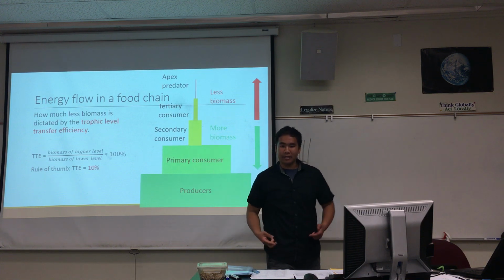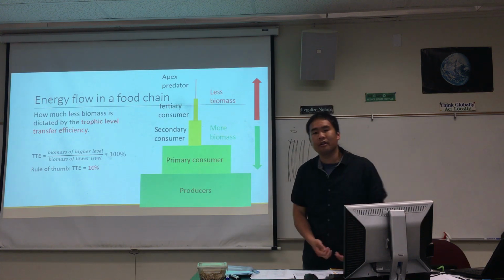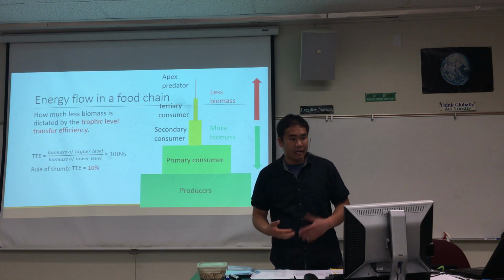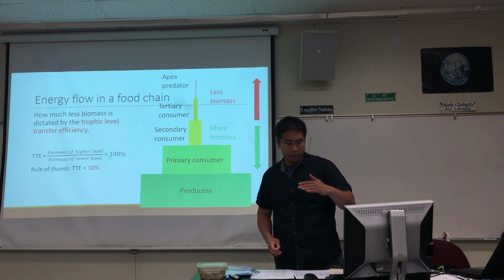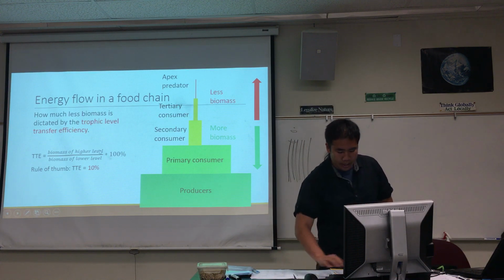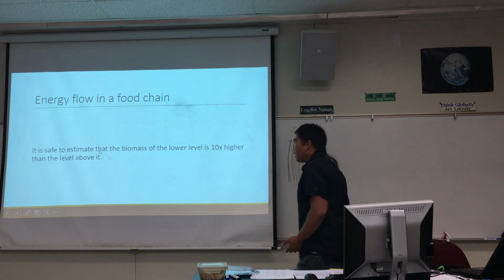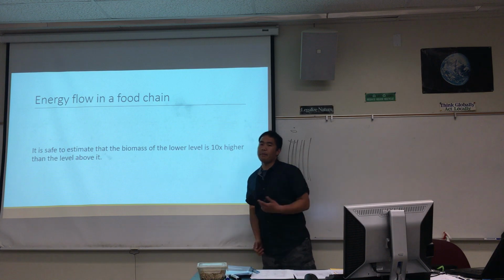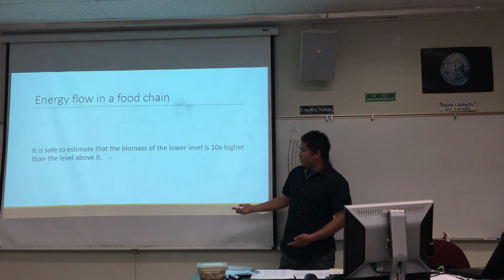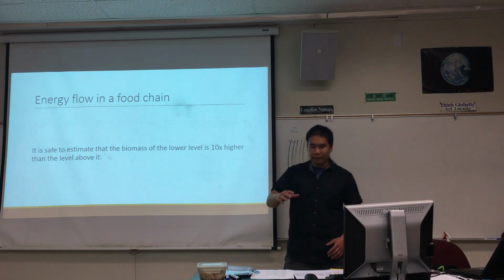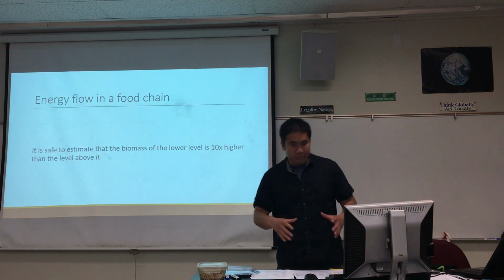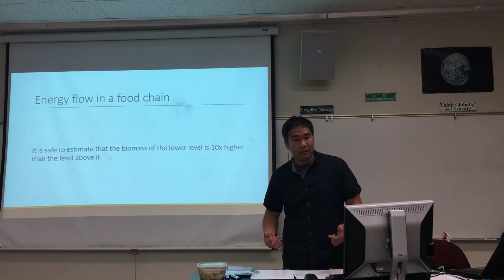Does that kind of make sense? So 10% of something is 1/10, and 10 is 10 times bigger than 1. So it goes both ways. Right? So the rule of thumb, 10%, allows us to use this really easy way to estimate the biomass. It's safe to estimate the biomass to be 10 times higher if you're below and 10 times lower if you're above.